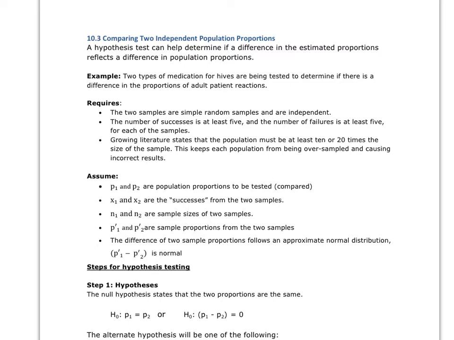All right, so we've got some notation. We have P1 and P2 are the population proportions to be tested. X1 and X2 are the successes from the two samples. N1 and N2 are the sample sizes. And then P'1 and P'2 are the sample proportions that we get by taking the X over the N. The difference of the two sample proportions follows an approximately normal distribution. Okay, so P'1 minus P'2 is approximately normal.